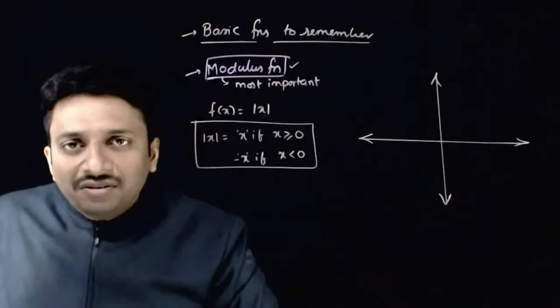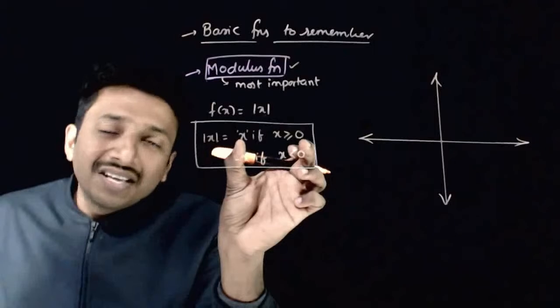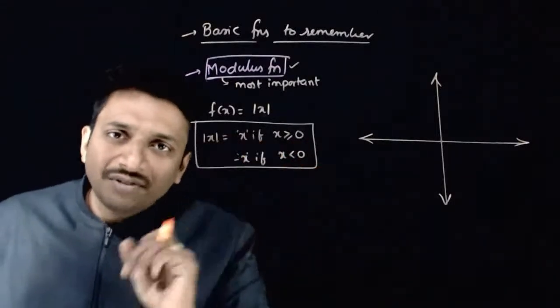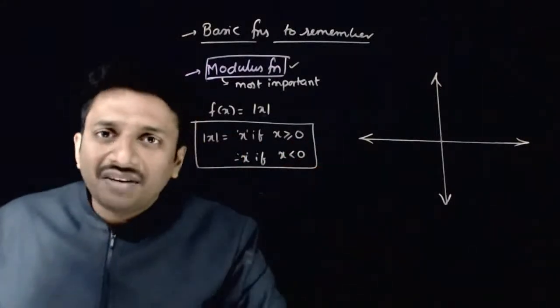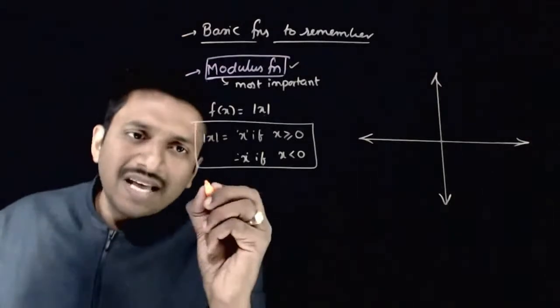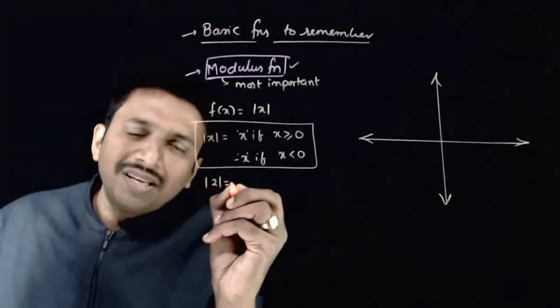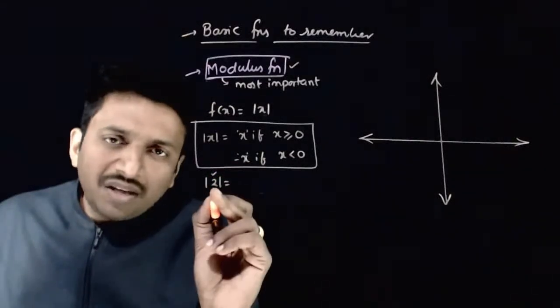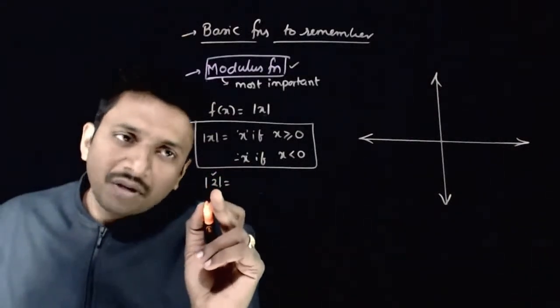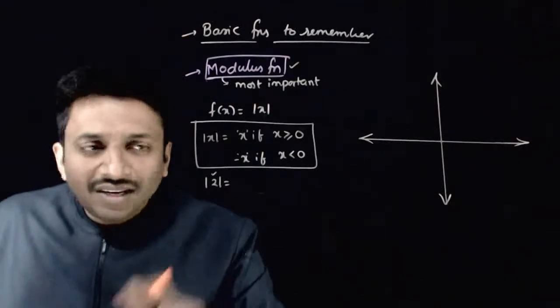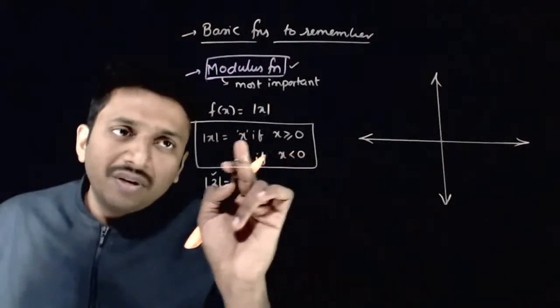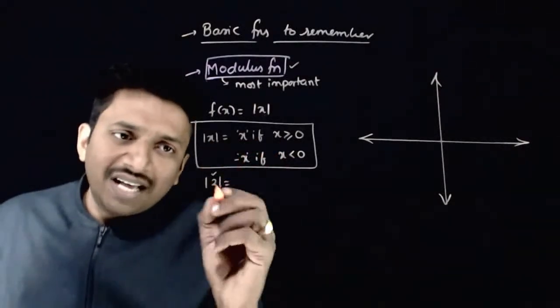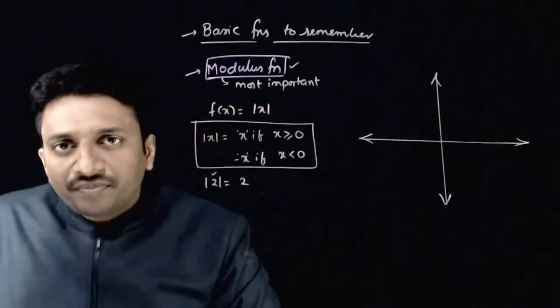A very simple definition. It's a piecewise definition. When x is greater than or equal to 0, you have a definition. When x is less than 0, you have a different definition. For example, what is mod of 2? You just need to see whether this 2 is positive or negative. We know that 2 is positive, right? 2 is positive. So you just get x as the answer. That is, the answer is 2.